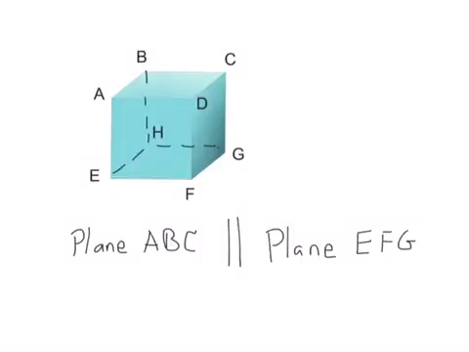So we can say that plane ABC, so that's going to represent the top of this box, is parallel to plane EFG. And notice when I name these planes, I only used 3 letters, although there are 4 that I could have used. It does not matter which 3 you use, as long as you use 3 and only 3 from any plane.